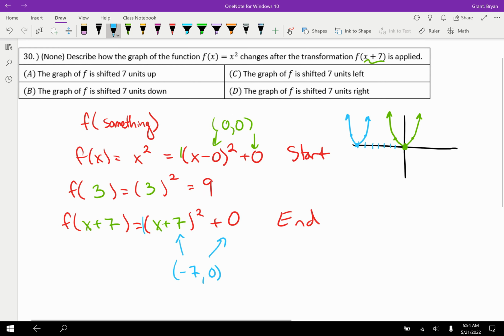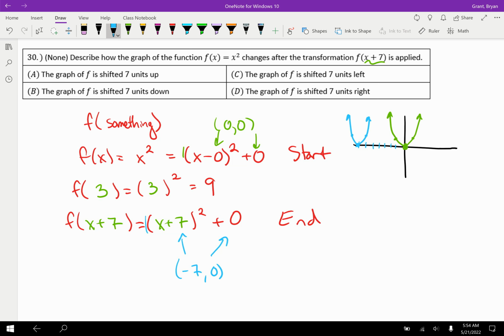So their question is, if we do f of x plus 7, how does it change our graph? Well, it changes our graph by starting at the green and shifting over to the blue, so it looks like we shifted 7 units to the left. So I'm getting an answer of C here.